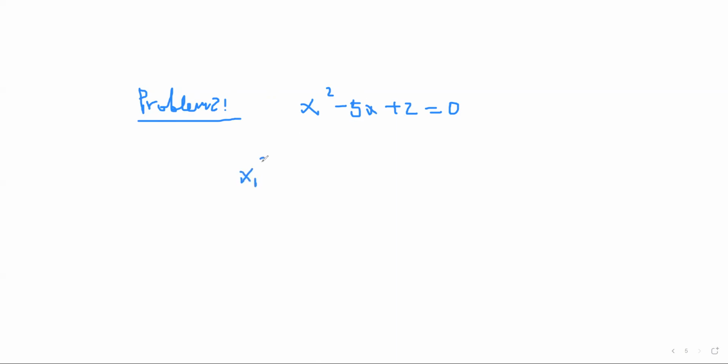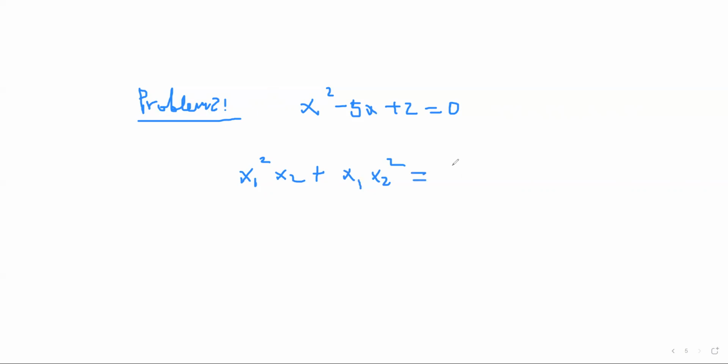Let's try to find such an expression: x1 squared x2 plus x1 x2 squared. So let's calculate this one. Looking at this expression, we can see that it's a composite expression with some roots. And finding the roots and placing them here will not work. It will take us a lot of time.